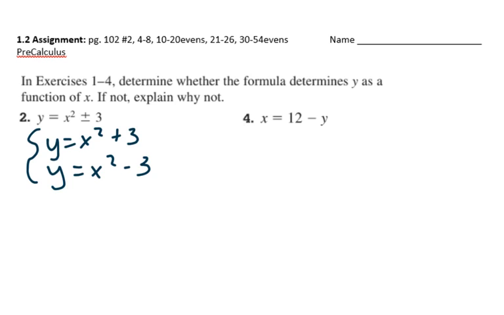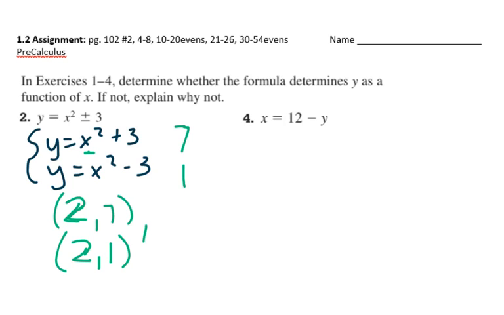For instance, if I put a number in for this x, like 2, I'd get 4 plus 3, which would be 7, and then if I put in a 2 down here, I'd get 4 minus 3, which is 1. And so the problem is that if I put in a 2 for my x value or my input, I'm going to get two different outputs. And so that is not going to work, and so it is not a function.